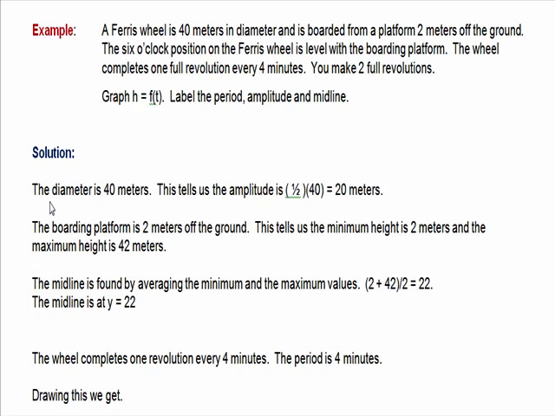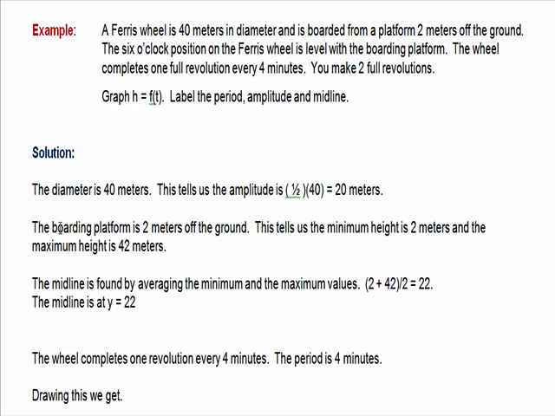So, what else do we know? Well, we know the diameter of the Ferris wheel is 40 meters. What we will always learn, and if you think about it, you'll recognize this, is that the amplitude is always going to be half of the diameter of the wheel. So if the diameter is 40, the amplitude then is 20.